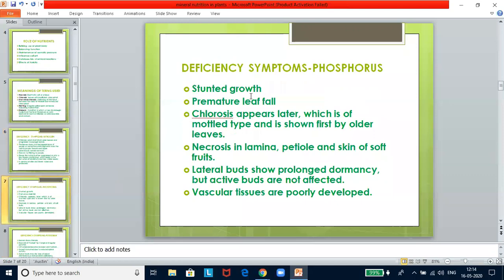Now let us look at its deficiency. It results in stunted growth of the plant and premature leaf fall. Chlorosis appears later, which is of mottled type, and it is first shown by older leaves. Necrosis occurs in the lamina, petiole, and skin of soft fruits. Lateral buds show prolonged dormancy, but active buds are not affected. Vascular tissues are poorly developed.